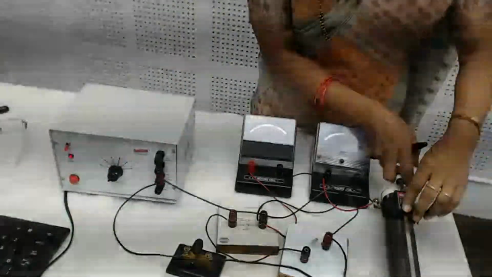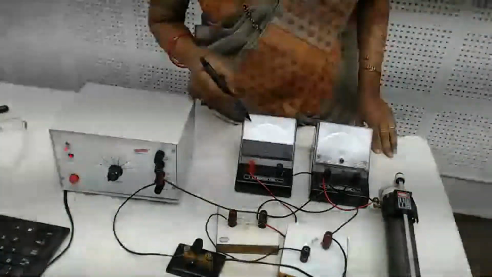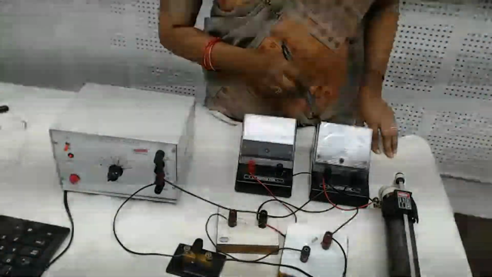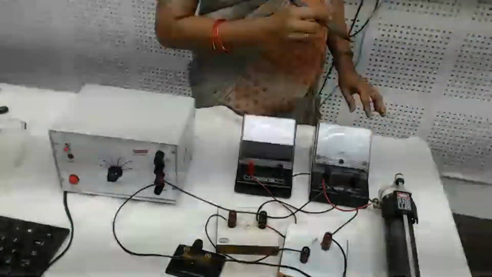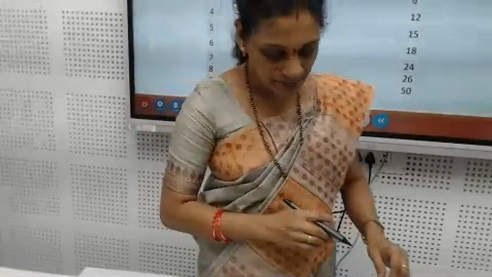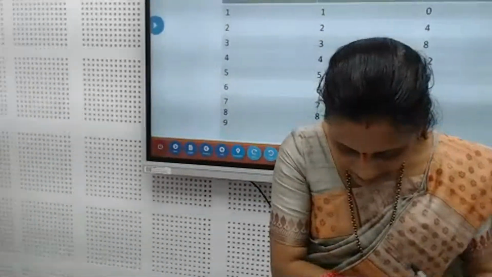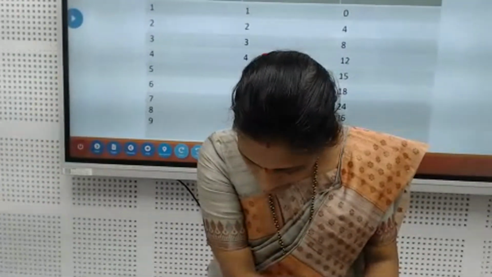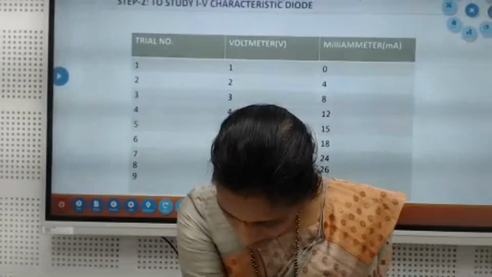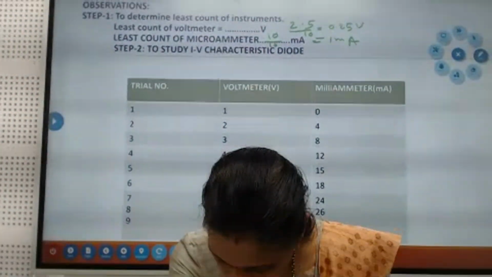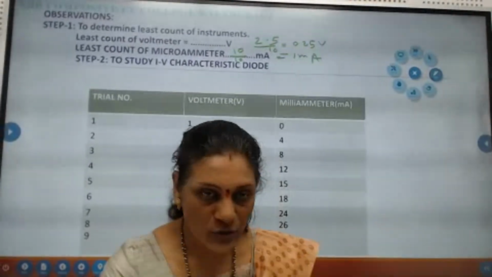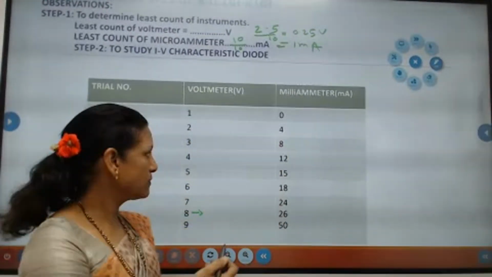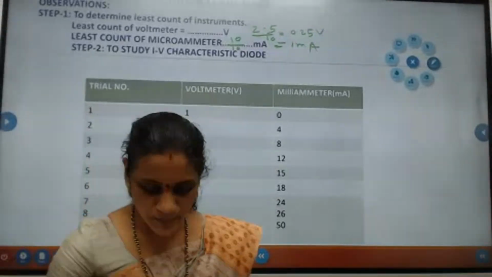If you observe now, if I take 2 volt, here are 8 lines, 8 lines means 2 volt, then my milliammeter is showing 4 milliampere. For 2 volt I am getting the 4 milliampere reading. Like this, slowly I will get an increase in current. This is 2.5, 2.75, then this one is 3 volt. For 3 volt, I am getting 8 milliampere current.